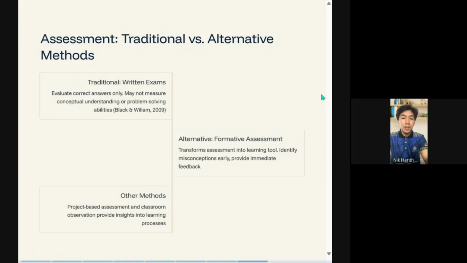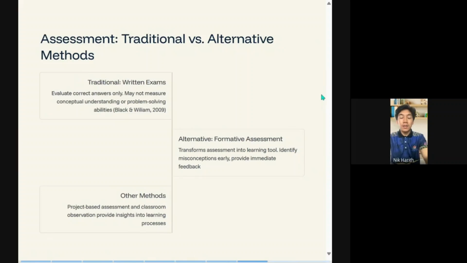In addition to teaching strategies, assessment practice also plays a significant role in improving mathematics education. Traditional assessments often focus on written examinations that evaluate students' ability to produce correct answers. However, such assessment may not accurately measure students' conceptual understanding or problem-solving abilities.